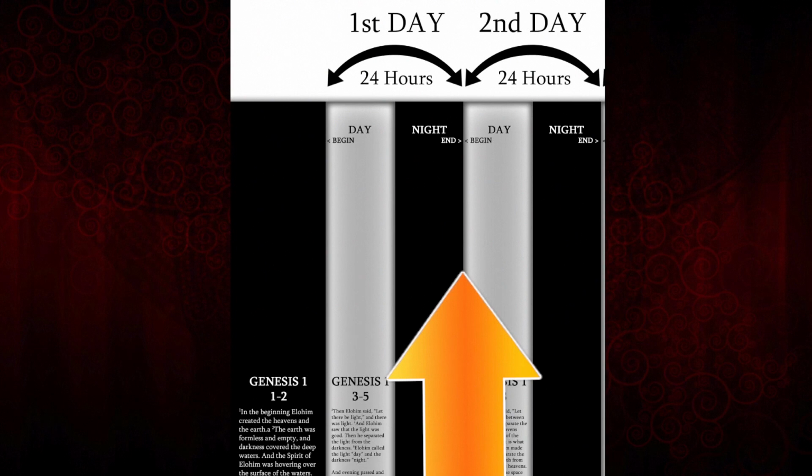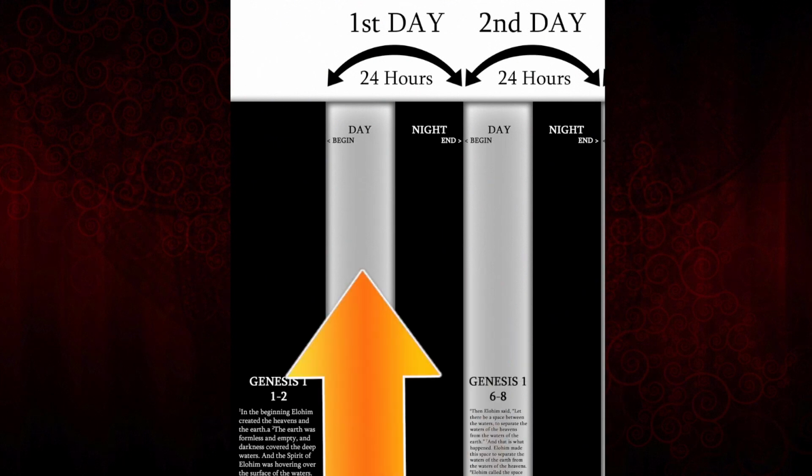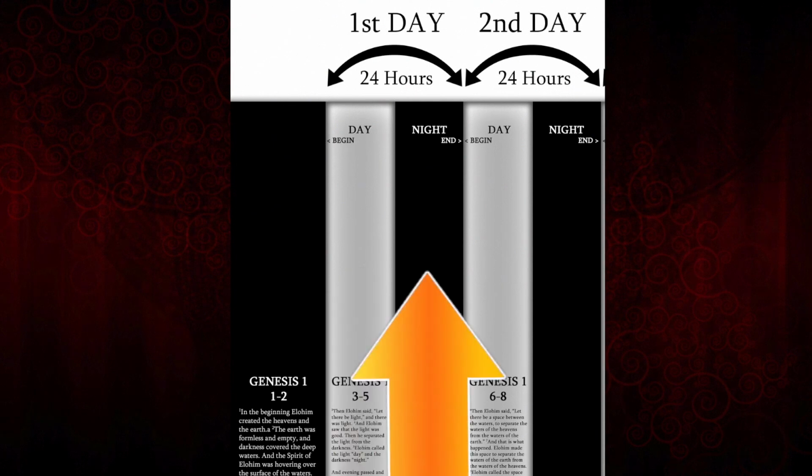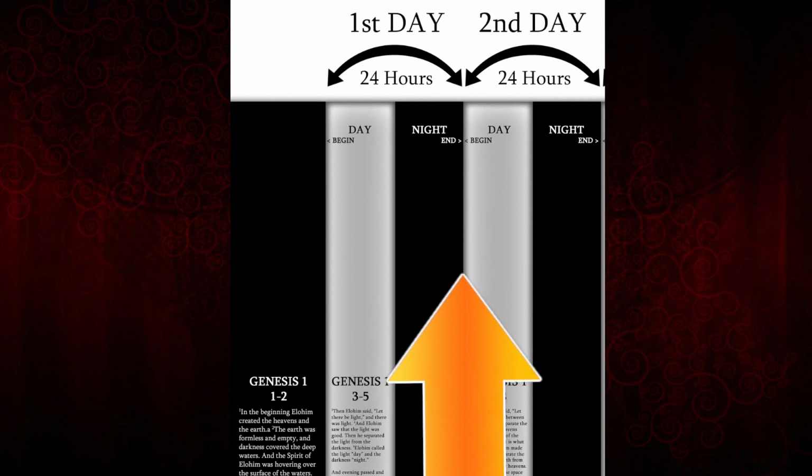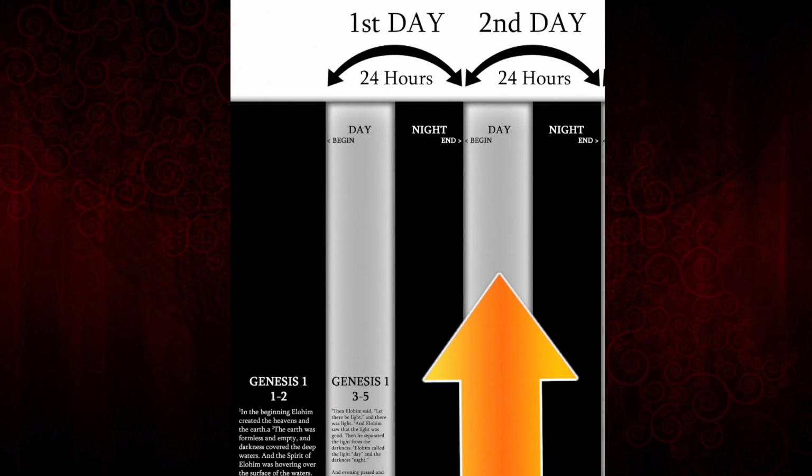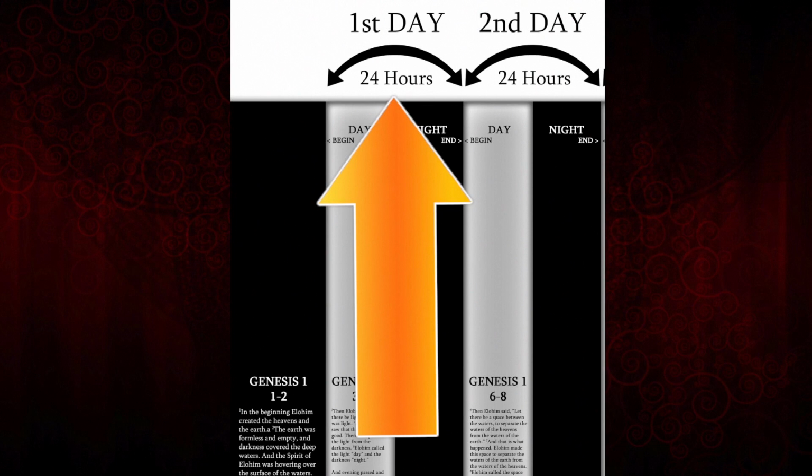So in the beginning, you have the light. He said, let there be light. Boom, your first day. That's a 12-hour period. And then the night came, a 12-hour period. And when the night passed, the morning came, giving you a full day. When the next morning came, that's the beginning of a brand new day.